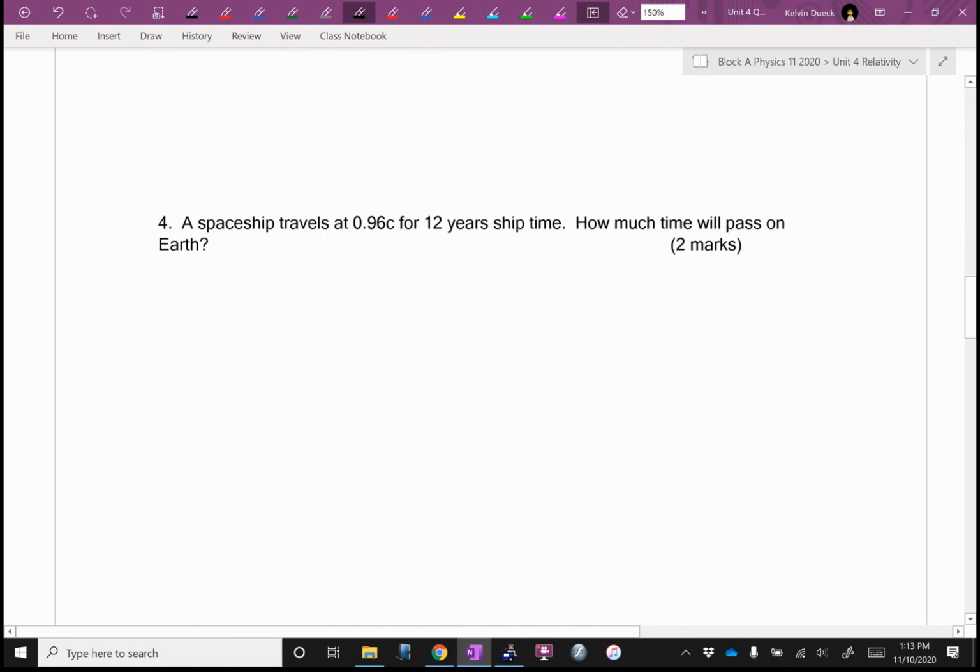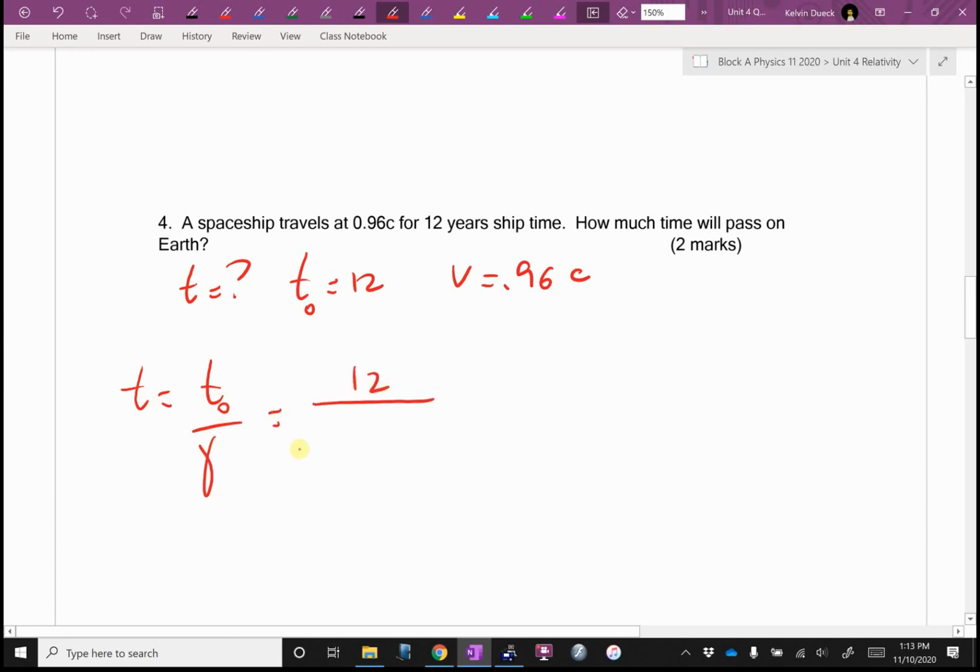Number 4, same question as number 3, different numbers. So they want me to find t. T0 is 12. V is 0.96 c. T equals T0 over the gamma function. It's going to be 12 divided by the square root of 1 minus 0.96 c over c all squared.